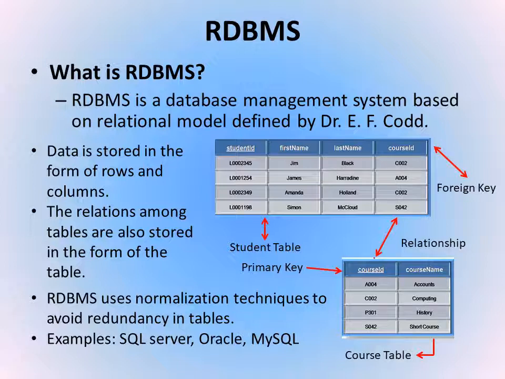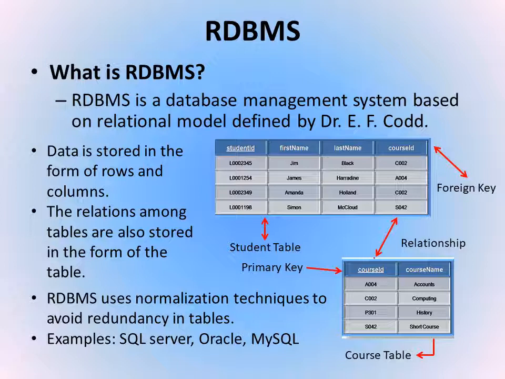Each student is enrolled in a course and the relationship is shown in the figure, where both the tables have a common column, that is course ID. RDBMS uses the normalization technique to avoid redundancy in tables. So what is redundancy? Redundancy means storing the same data at multiple locations.